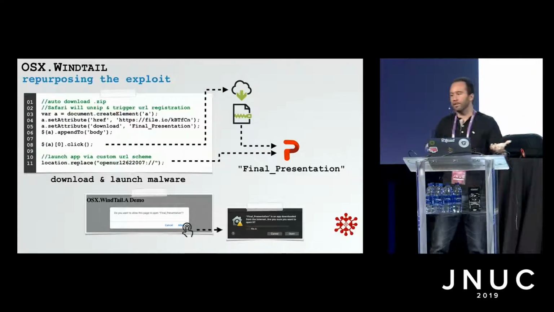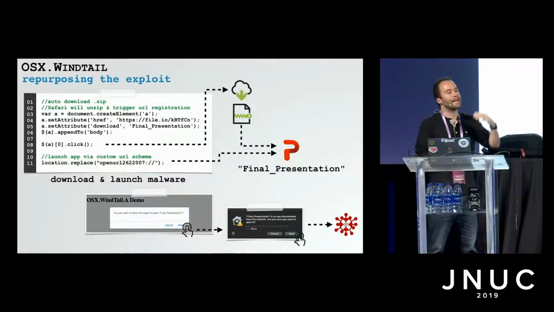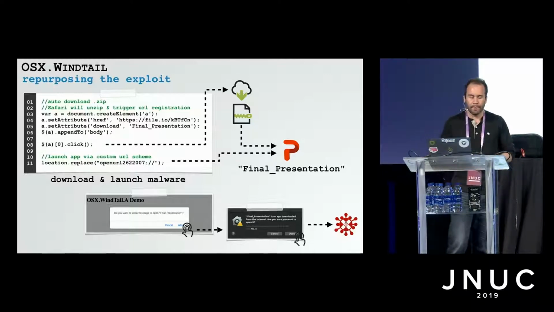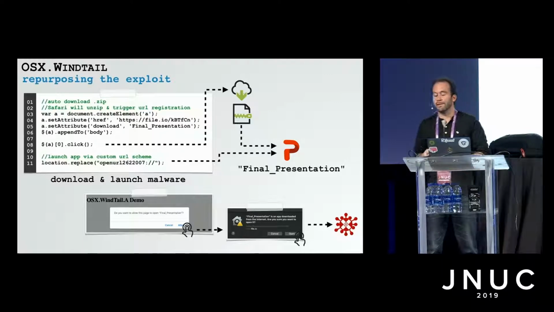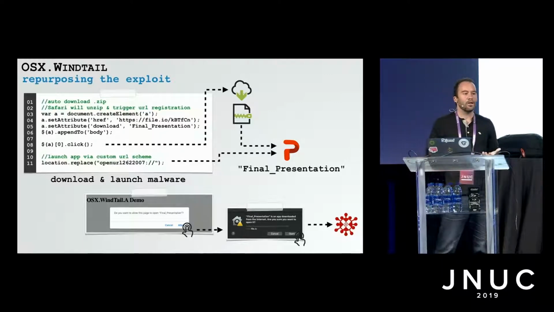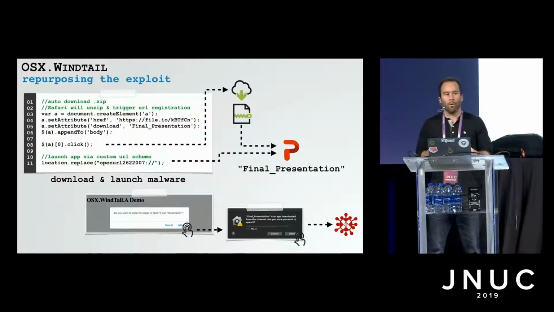So now we have a pretty good understanding of how the malware works, right? How it gets on systems and its capabilities. We're going to talk about repurposing this so that we could use this in our own operations if we wanted. So first, let's talk about repurposing the exploit. It's pretty easy to create a page that will download an application if a user browses to it.